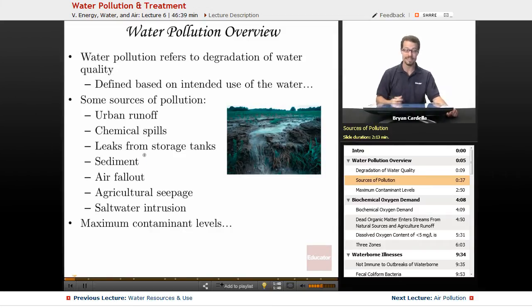Sediment, definitely sediment, usually related to erosion, or maybe it was the installation of a certain dam, whatever it might be. Sediment is a source of pollution. Air fallout. This could be acid rain. This could be radiation from a nuclear power plant. Definitely that's a source.